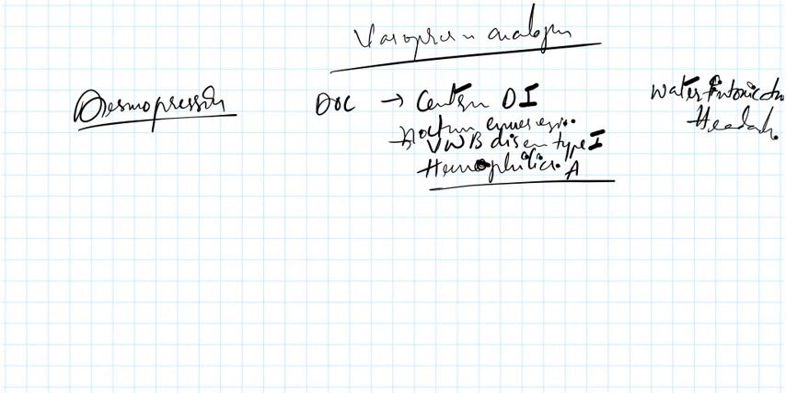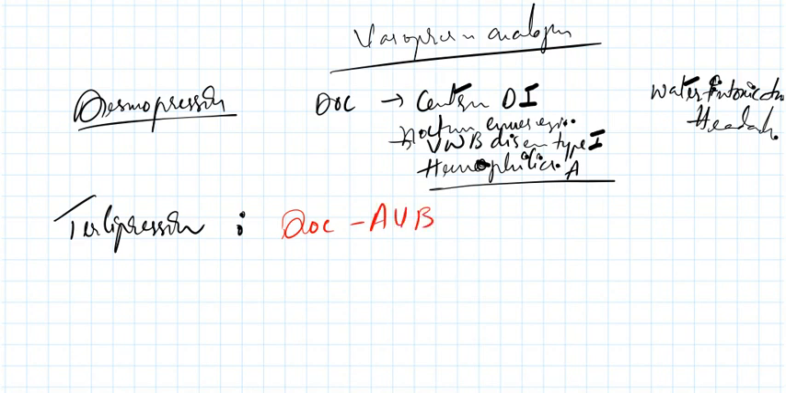We go for terlipressin. Terlipressin is important. Why is it important? Because the main use of terlipressin is as the drug of choice in acute variceal bleeding. Guys, this is a very important statement. Terlipressin is the drug of choice in acute variceal bleeding.